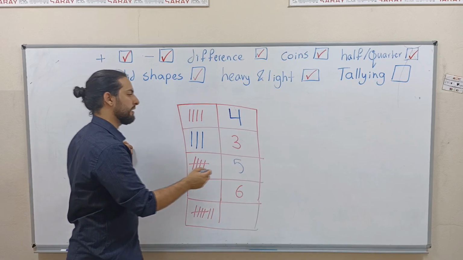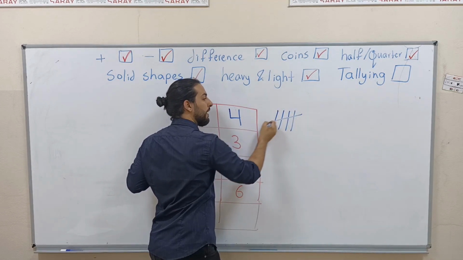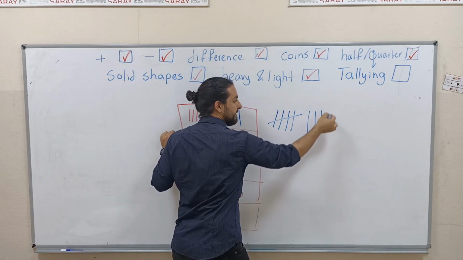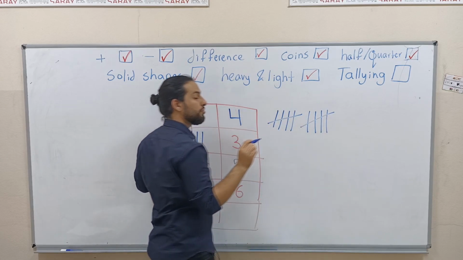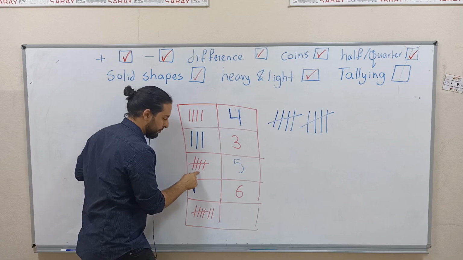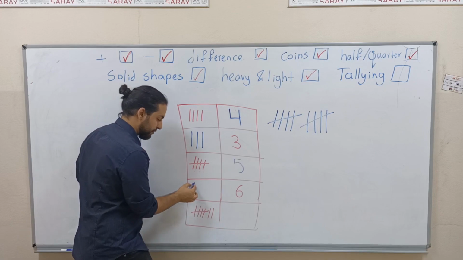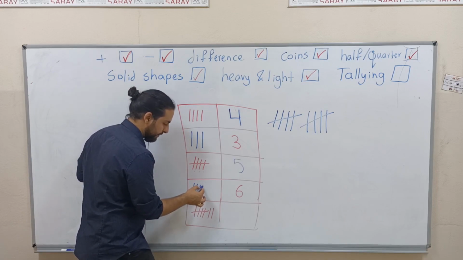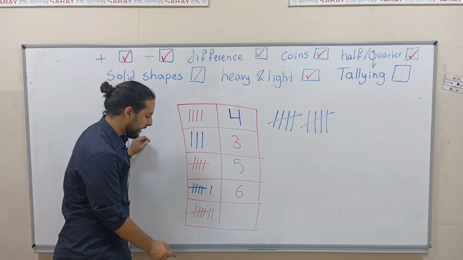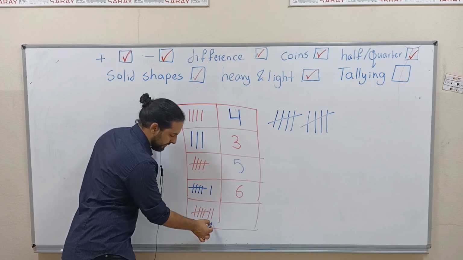Now, when it comes to tallying, this is how we tally. So 1, 2, 3, 4, 5 shuts the door. 6, 7, 8, 9, 10 draws the line. And this is how we tally. So this is 1, 2, 3, 4, 5 shuts the door. Then we have 6, which is 1, 2, 3, 4, 5 shuts the door, 6. Now here we have 1, 2, 3, 4, 5, 6, 7.